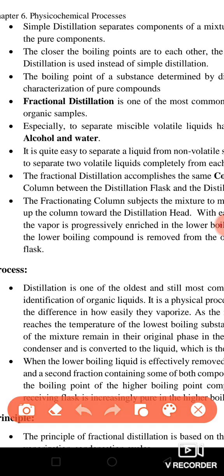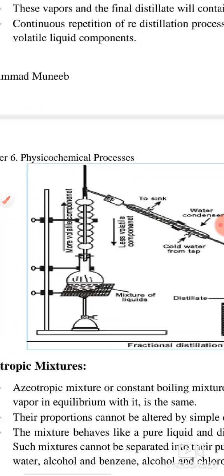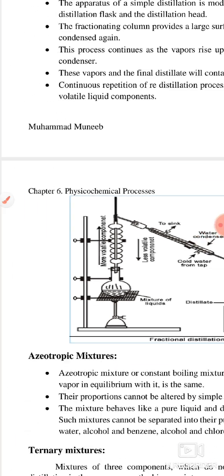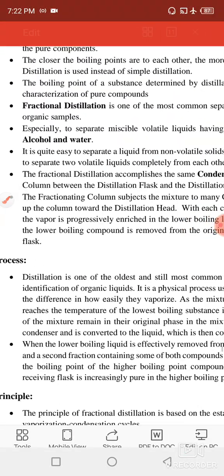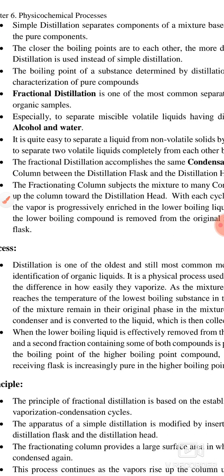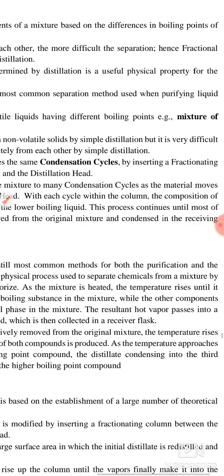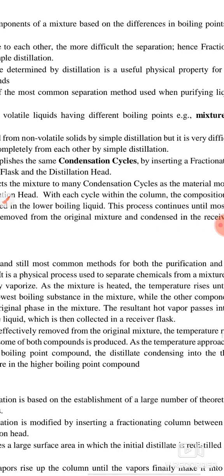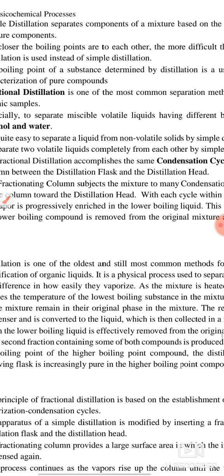Okay, so what you are adding is a fractional column, and the fractional column structure is like that, as you can see here. This is the fractional column. Okay, so all the apparatus which you use in simple distillation is the same, just there is a difference of the fractional column. When you insert the fractional column, it becomes the fractional distillation apparatus. So what is the role of this fractional column between your distillation flask and your distillation head? Fractionation subjects the material to many condensation cycles as it moves toward the distillation head, with each cycle within the column progressively enriching the composition of the vapors.